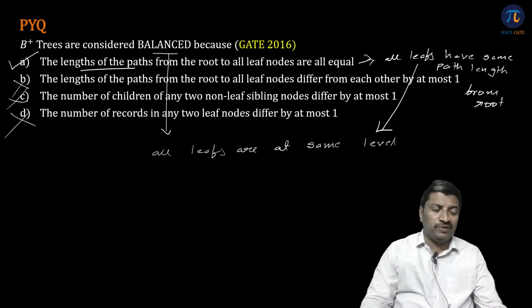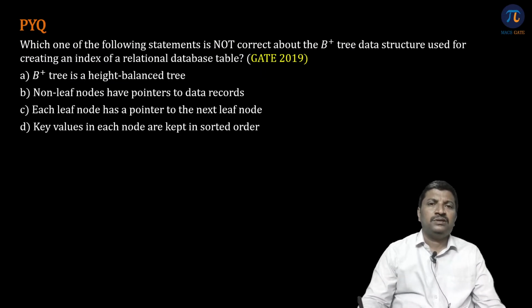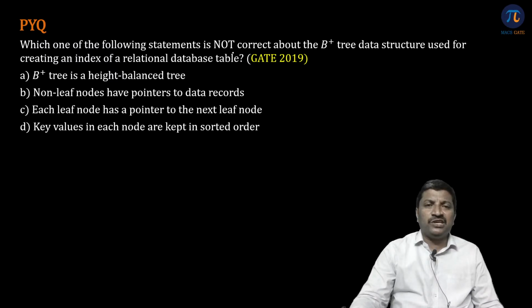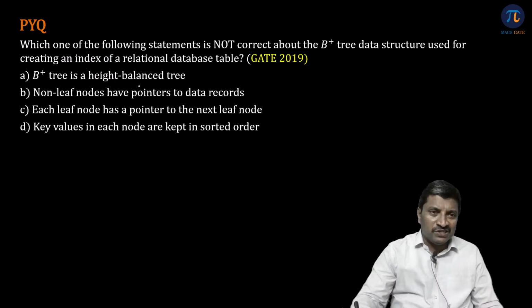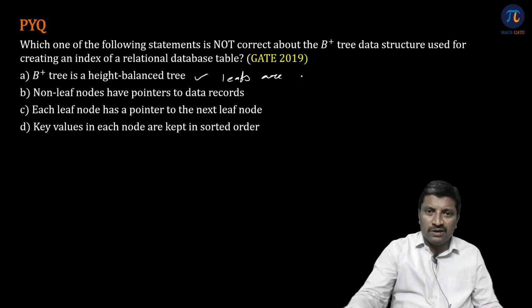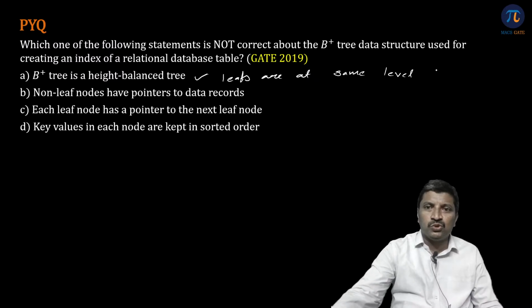Now let's move to the next one. Which of the following statements is not correct? Not correct, sir, about B plus tree. Fine. B plus tree is height balanced. Yes, of course, because leaves are at the same level. This is true, sir. But they asked about the false statement.